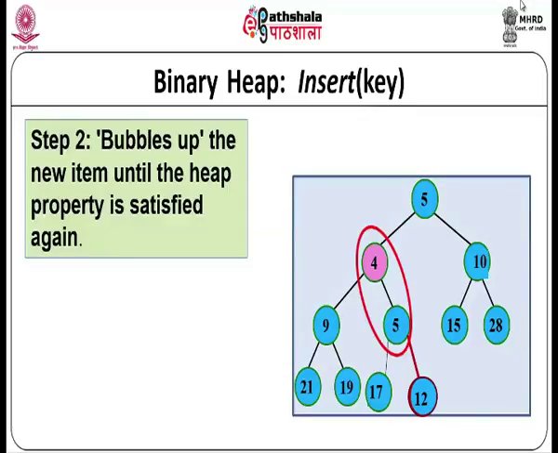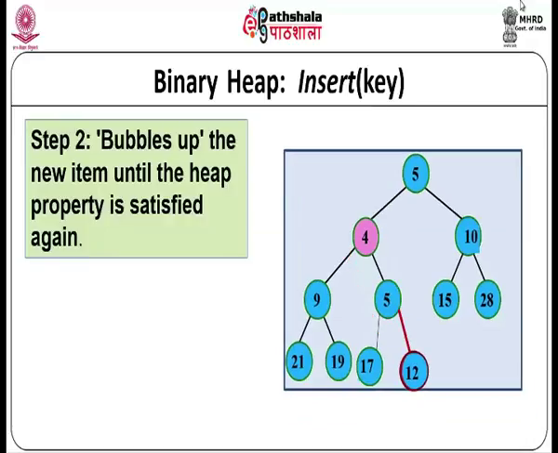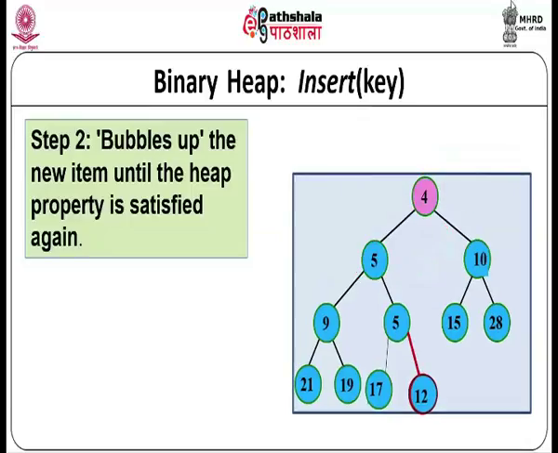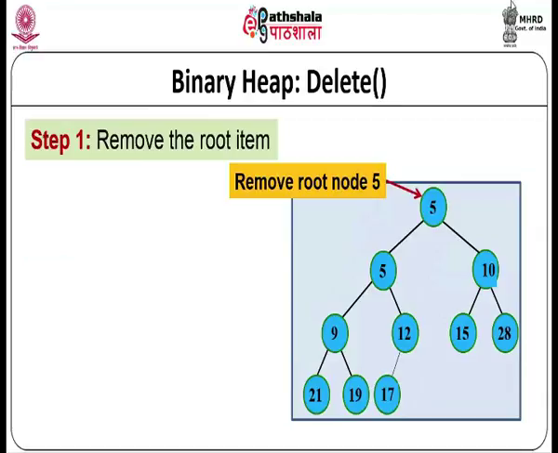Okay. Now, what do we do? We have to compare this 4 again with its parent. Now, we find that again the parent is not satisfying the min heap property. So, we have to exchange. So, we exchange. After this there is nothing else. Now, you will find that the complete binary heap is satisfying the heap order property, and so this is how a key is inserted.